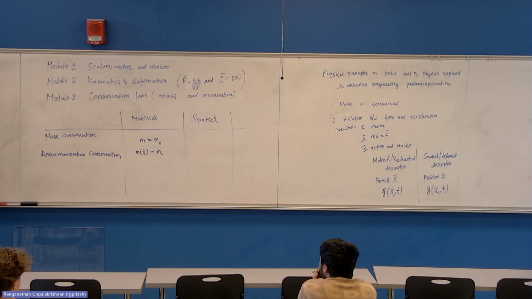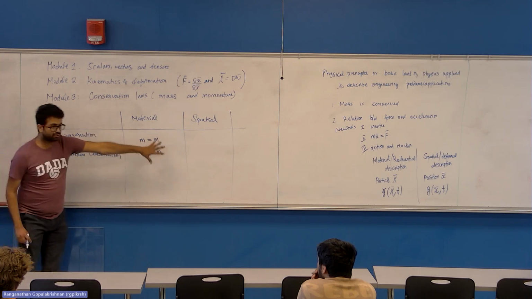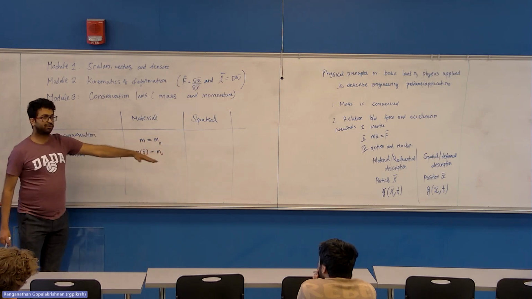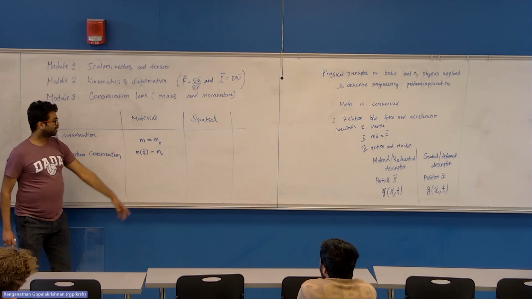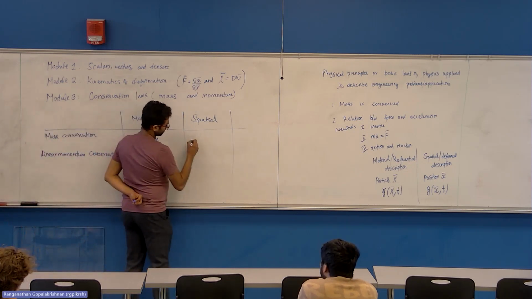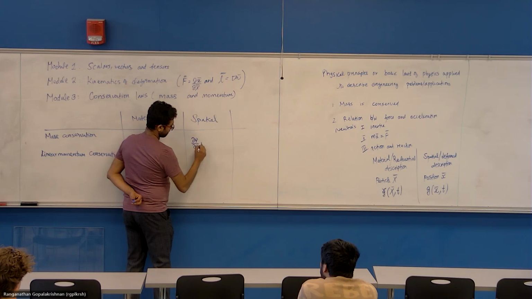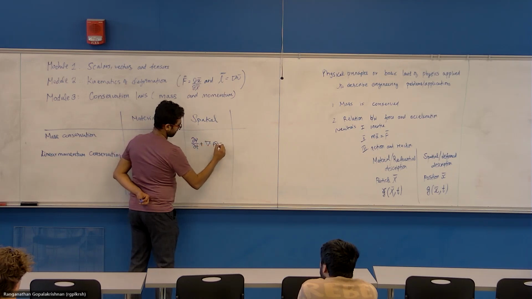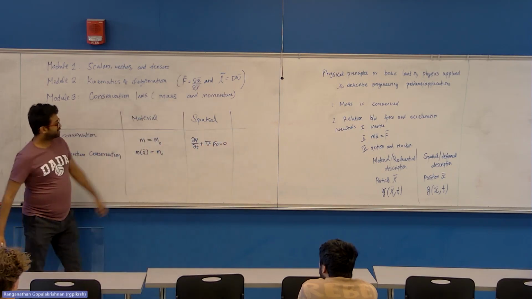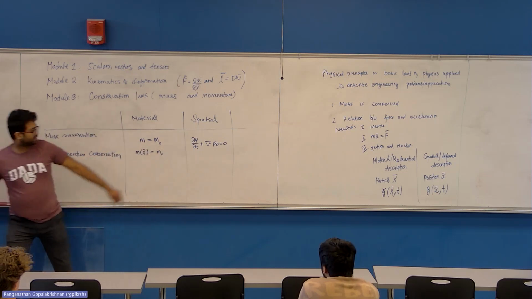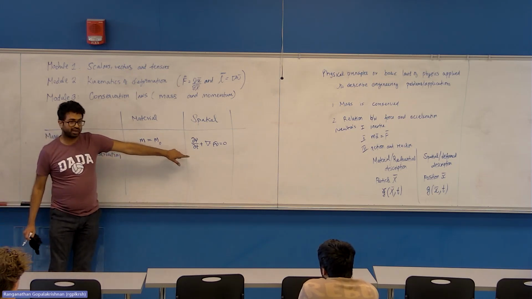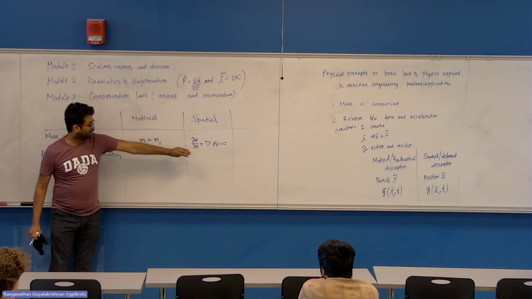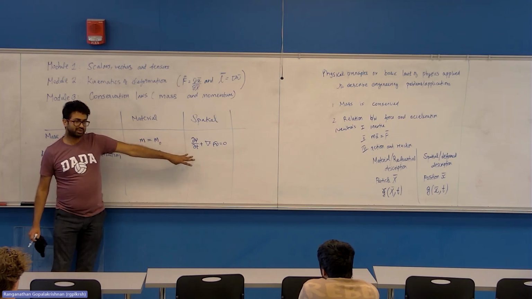So with that said, at least for this unit or this module, the goal is to derive mass conservation and momentum conservation in both material and spatial form, which you can use for problem solving. So the spatial form is something like this. You might have seen this in fluid mechanics or solid mechanics. We are just going to see how this will be derived from basic principles.